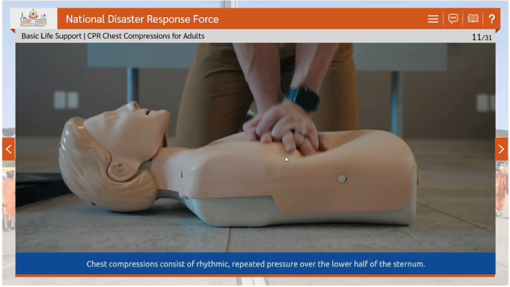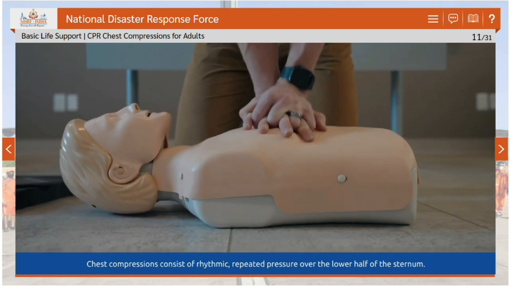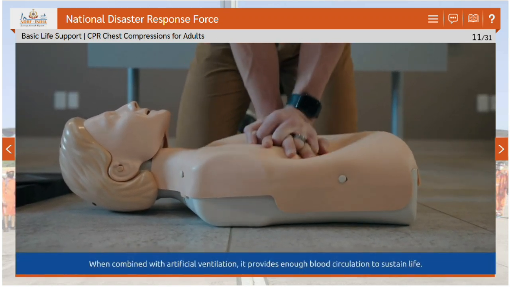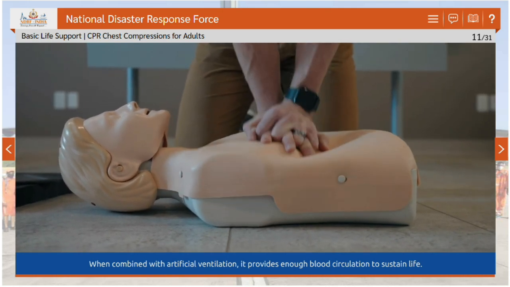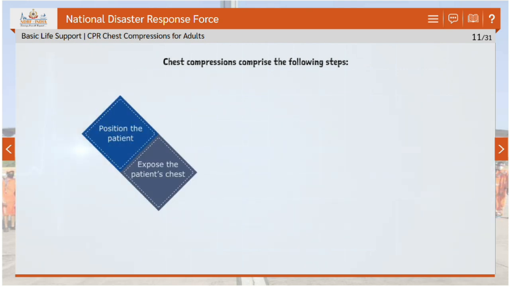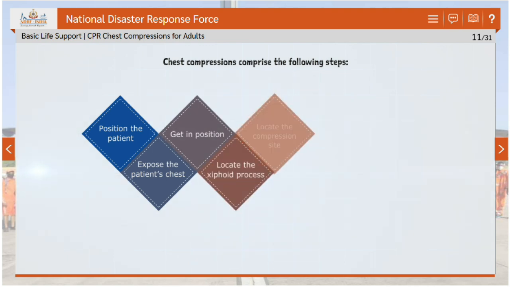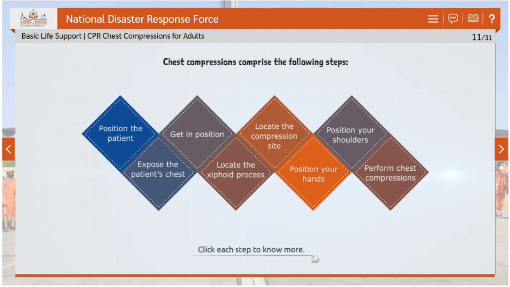Chest compressions consist of rhythmic, repeated pressure over the lower half of the sternum. When combined with artificial ventilation, it provides enough blood circulation to sustain life. Chest compression comprises of the following steps: position the patient, expose the patient's chest, get in position, locate the xiphoid process, locate the compression site, position your hands, position your shoulders, and perform chest compressions. Click each step to know more.